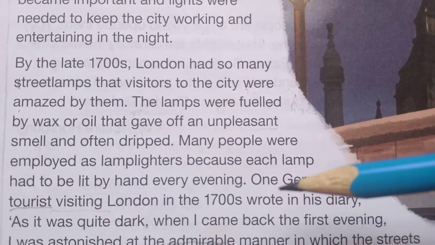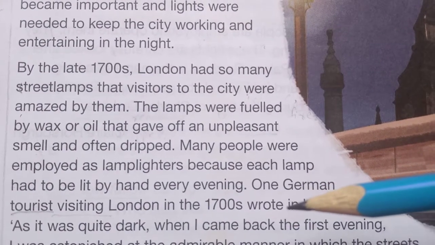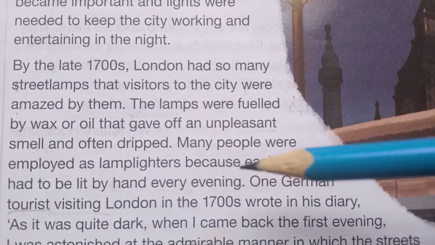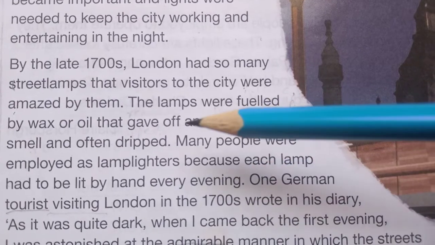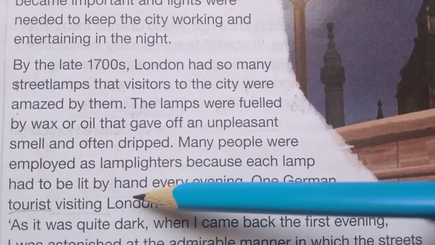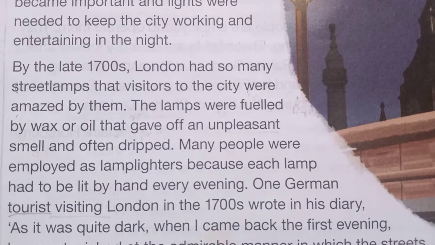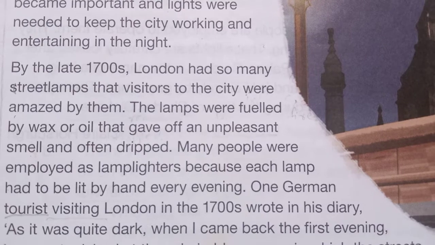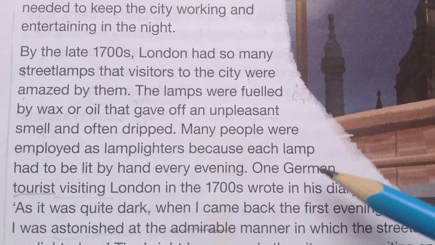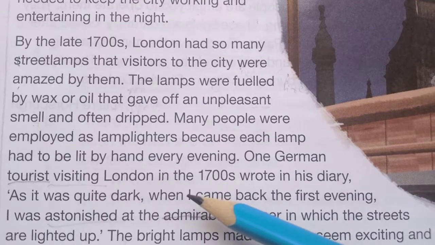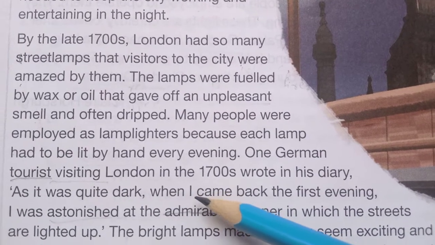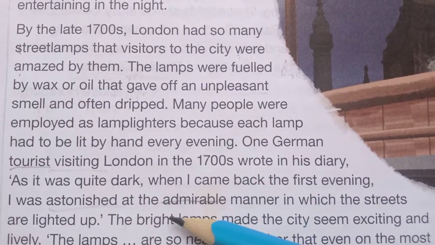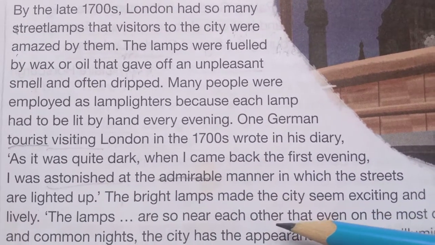Many people were employed as lamp lighters because each lamp had to be lit by hand every evening. This was again a hectic thing, so many people were required as employees to light the lamps. One German tourist who visited London in the 1700s wrote in his diary, "As it was quite dark when I came back the first evening, I was astonished at the admirable manner in which the streets are lighted up."